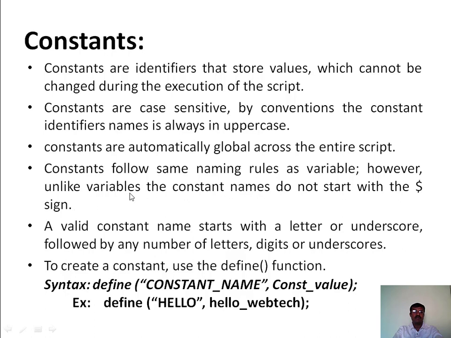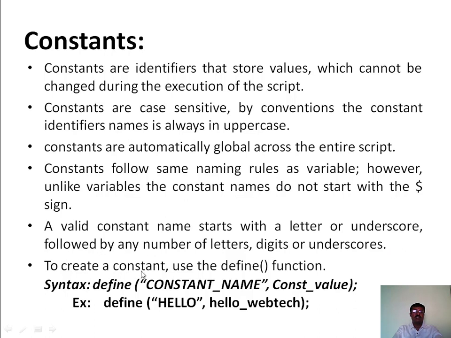So in contrast to variables, where variable names always start with a $ sign, and the value of a variable is subject to change during the program execution, in the case of a constant, the value won't change during the execution of the script, and the name of a constant does not start with the $ sign. A valid constant name starts with a letter or underscore followed by any number of letters, digits or underscores.